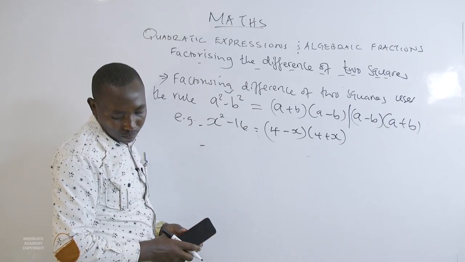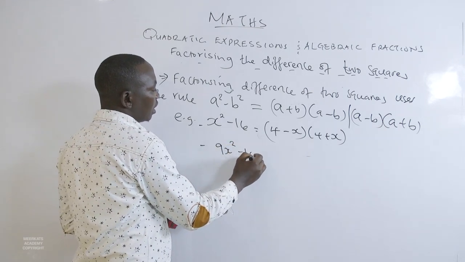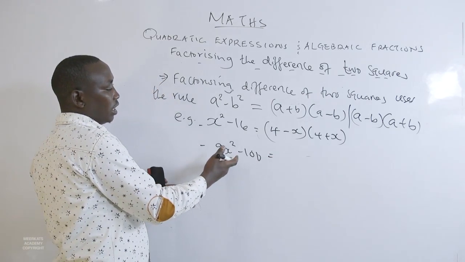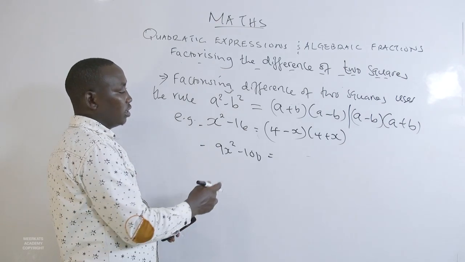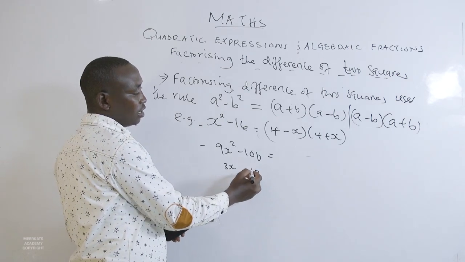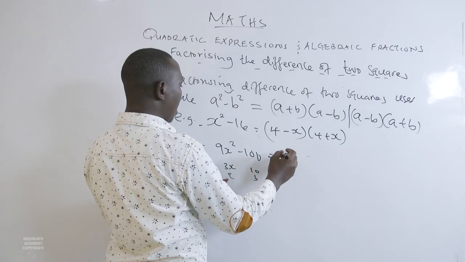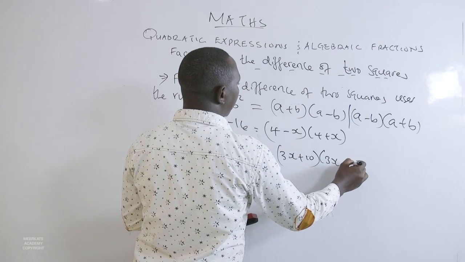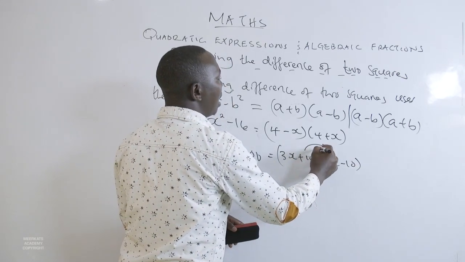That's 1. 2, we can have 9x squared subtract 100. So in this case again you consider and check what is the square root of the first term. It's going to be 3x. What about 100? The square root of 100 is 10. Therefore we use the rule. So this is our A, this is our B. So we're going to have 3x plus 10, 3x subtract 10 interchangeably. This can come first followed by that.